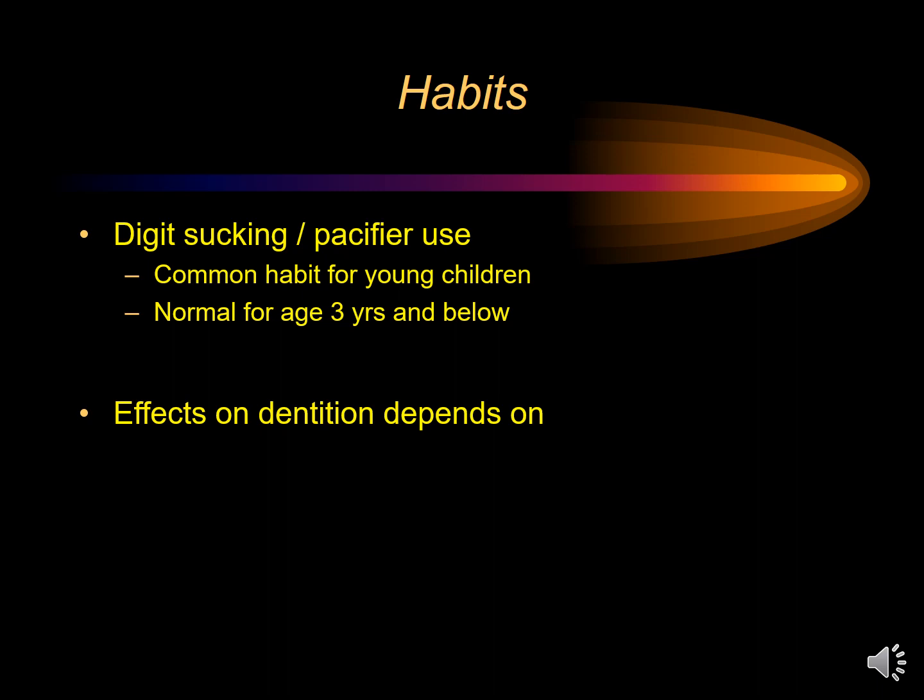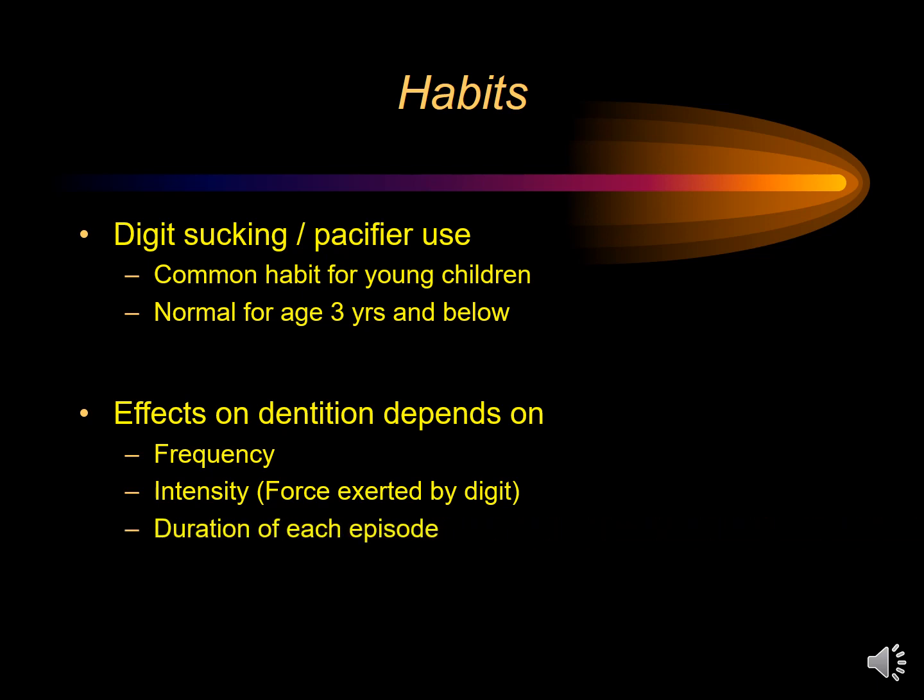Now, the effects on the dentition of prolonged digit sucking and pacifier use depend on how frequent the habit is, the intensity of the habit, that is the force exerted by the digit, the duration of each episode of the habit, and the method, whether it is the thumb, finger, or the use of a pacifier.